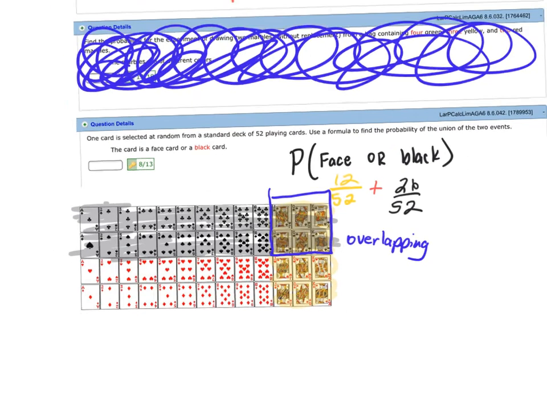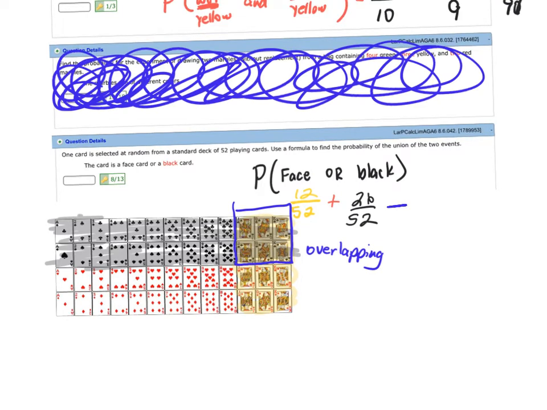So how many of these cards are overlapping? 6 out of the 52. So 12 plus 26 minus 6 is how much? 36. So 36 out of 52, and that reduces to 8 over 13. But I think it's really important that you guys have this in front of you so you can see if they overlap or if they're mutually exclusive.